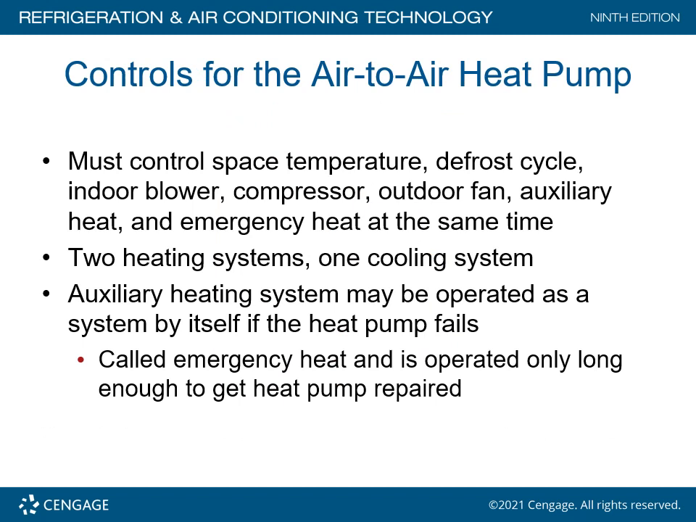Controls for the air-to-air heat pump. They must control space temperature, defrost cycle, indoor blower, compressor, outdoor fan, auxiliary heat, and emergency heat at the same time. Two heating systems, one cooling system. Auxiliary heating system may be operated as a system by itself if the heat pump fails. Called emergency heat, it's operated only long enough to get the heat pump repaired.